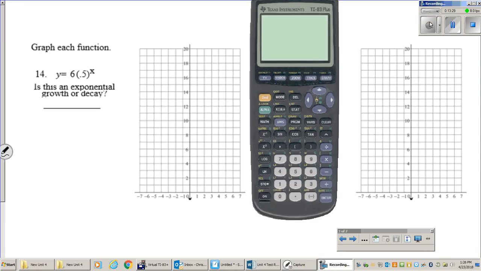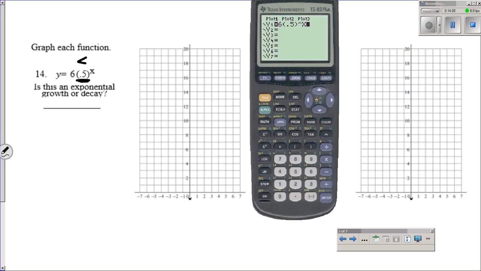Okay, so for our next two problems, we are asked to graph the function. We're going to use our calculators to help us out with the graphing. I would go ahead and type the function in at y equals, and we'll take a look at the table of values and try to pick some points that will fit on our graph. If you notice, our graph goes up to 20 on the y-axis, left to -7 on the x-axis, and right to +7. So we have 6 times 0.5 raised to the x power. You should know at this point that this is going to be exponential decay because the number inside the parentheses is less than 1.